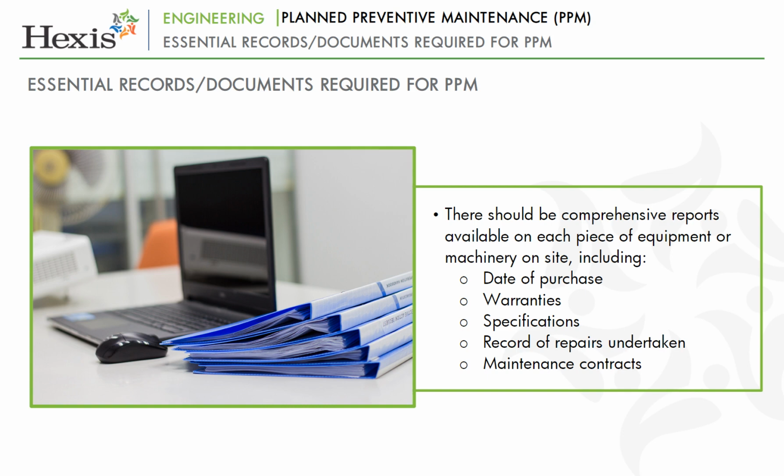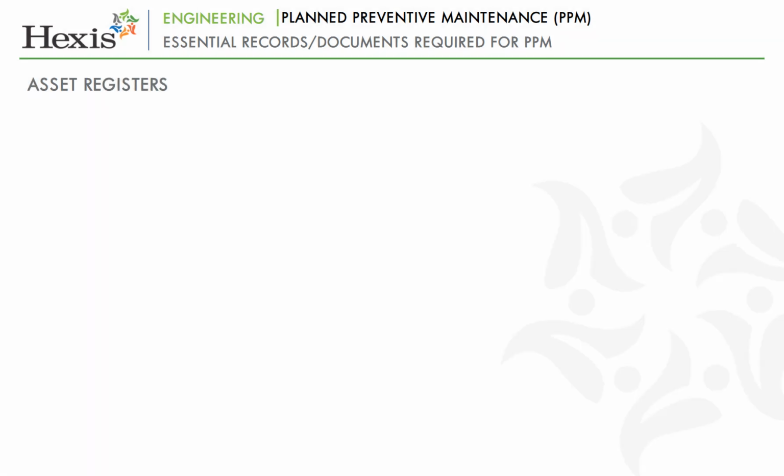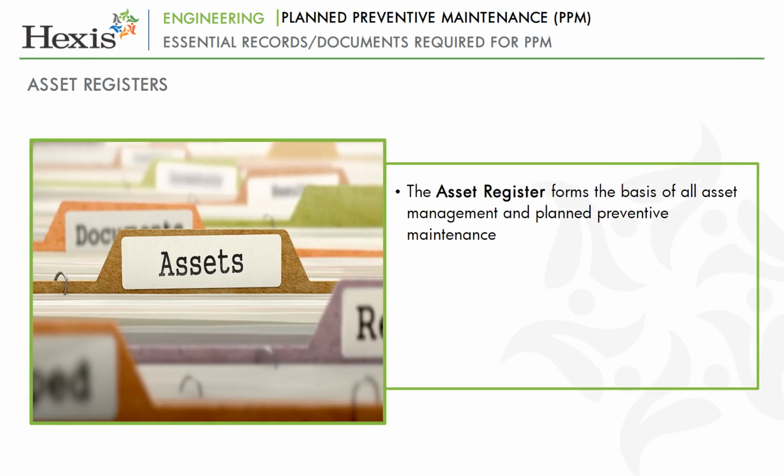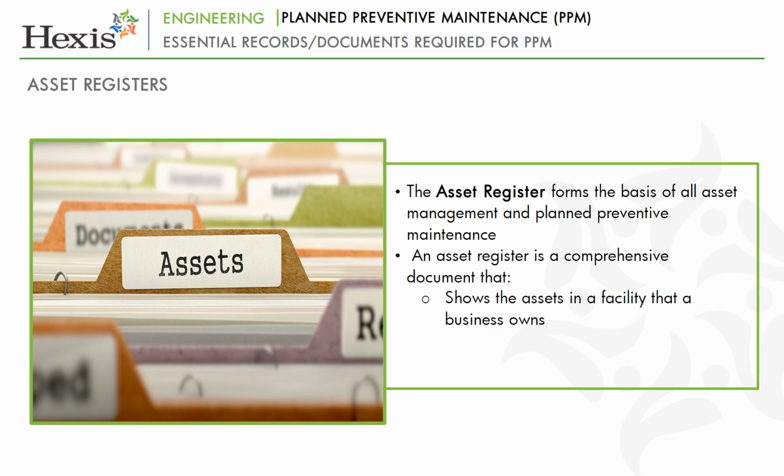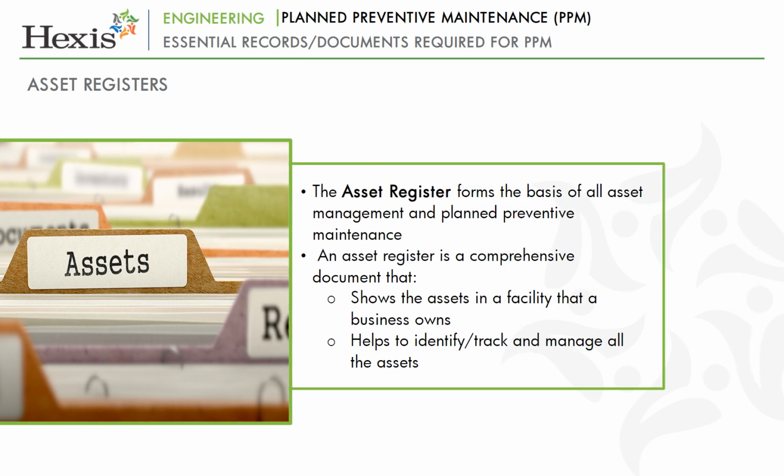For all these purposes, there are different types of records maintained. Next, let's look at the important records that need to be maintained. First, is the asset register, which forms the basis of all asset management and planned preventive maintenance. An asset register is a comprehensive document which shows the assets in a facility that a business owns and helps to identify or track and manage all the assets.